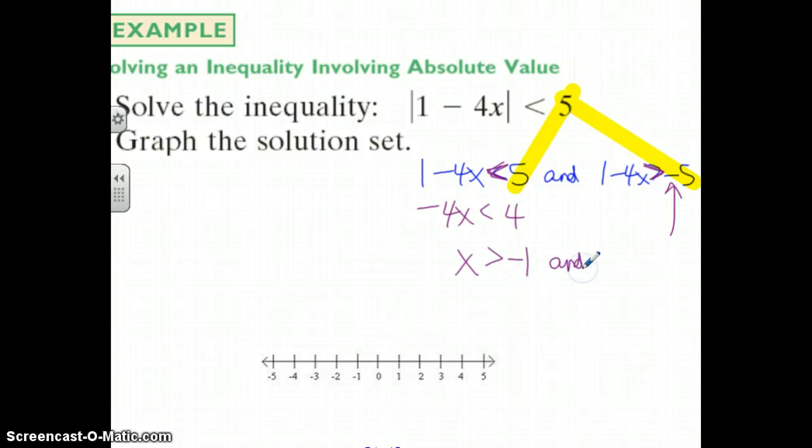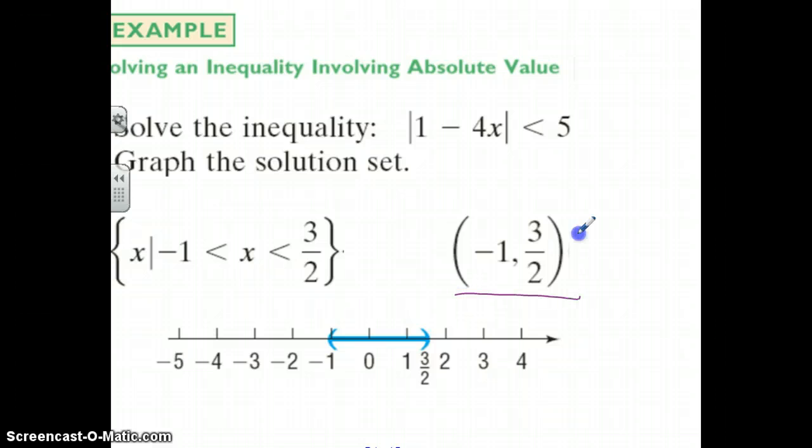And over here, what do we get? Negative 4x equals, what's this, negative 6. So x is, if I divide by a negative, that'll flip this greater to a less than. 6/4 is really 3/2. So I want all the values between, it needs to be greater than negative 1, less than 3/2, and everything in between. Again, you should be able to write this in interval notation.